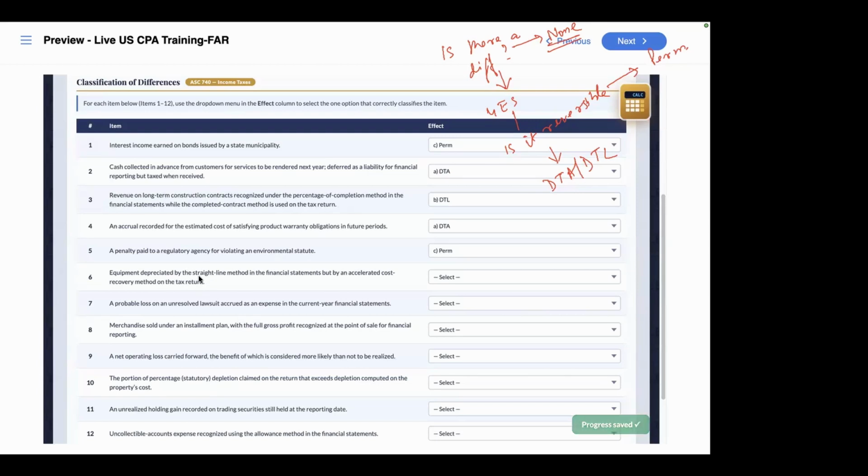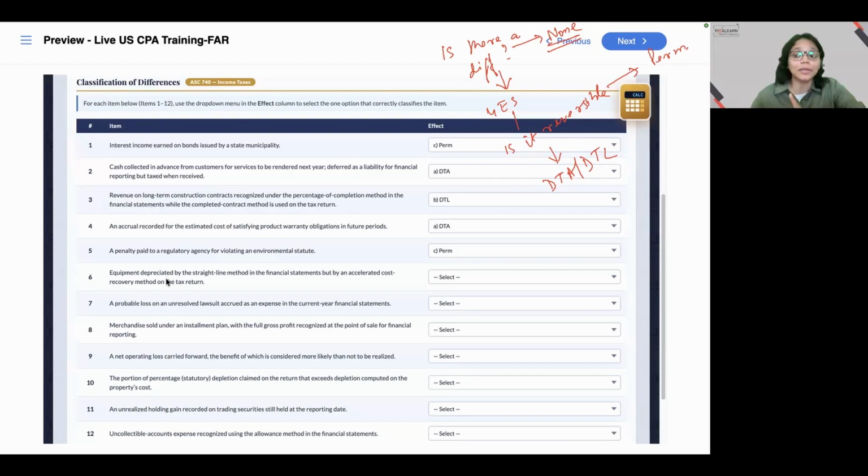Sorry, the one before that, we missed one. It was a DTL. How? Explain. Due to this accelerated method, your expense will be more, so your net income is less as per the income tax books. So a DTL will be created for the future, and it will be reversed. The answer is correct, but the terminology is wrong. So in your mind, you have to rewire.